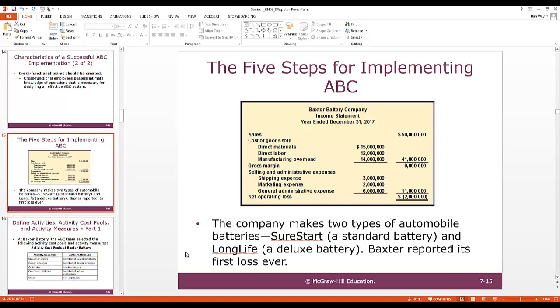So let's look at a little example here for Baxter Battery. So we have an income statement for the year ended 2017. We know sales, cost of goods sold, and all of their selling and admin expenses. Again, this is our traditional format income statement. The company makes two types of batteries, the Short Start and a Long Life Deluxe battery. And recently Baxter here reported their first loss ever.